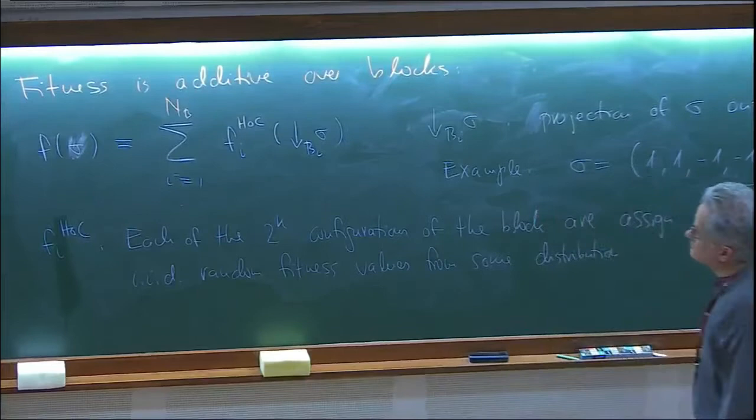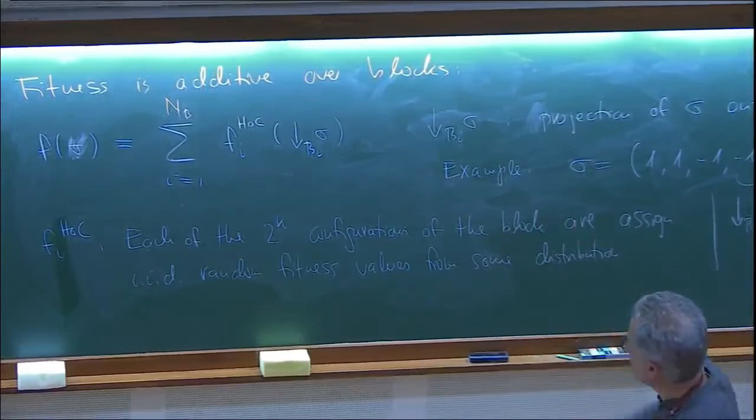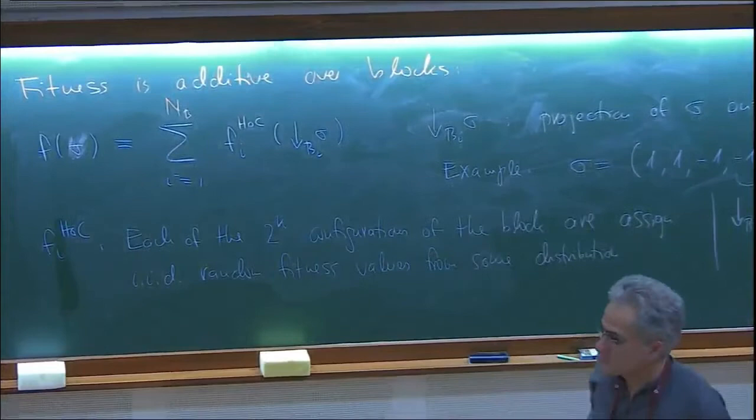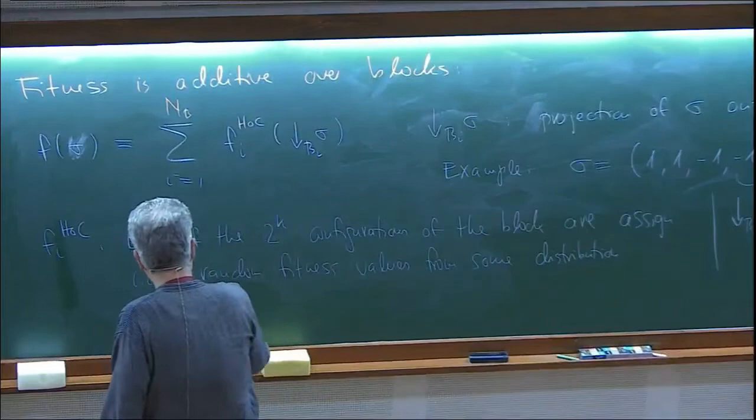Okay, so to construct a landscape like this, I need 2 to the k independent random numbers for each block, and I need to do this for all the blocks. Of course, different blocks are independent as well. So for this, we generally need N_B times 2 to the k random numbers.